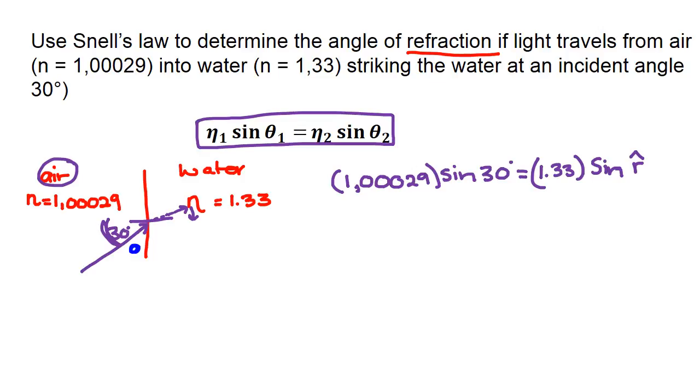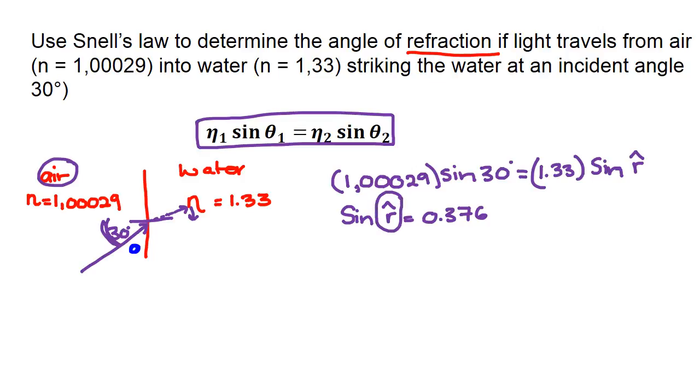So if I put in 1.00029 times sine of 30, I get an answer that looks about 0.500145. I'm going to divide that by 1.33. From that, I calculate that sine of my refracted angle is 0.376. It is not important that you show this in between step. I'm just doing it so that everybody can follow me. Now, please note, I keep the full value, 0.376048872, on my calculator.